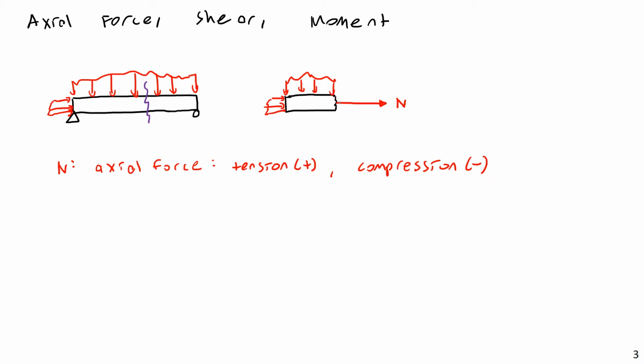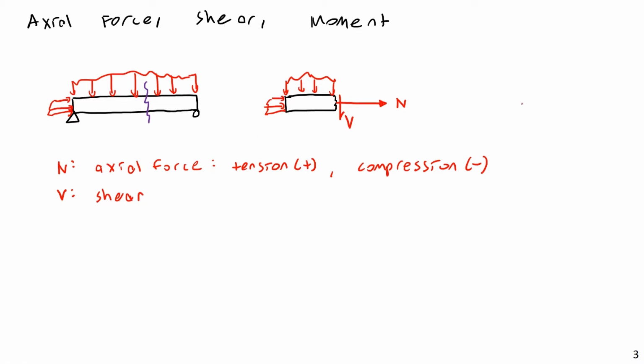Then I can have shear. On the next slide, I will discuss the positive and negative signs of shear in a moment, but I just want to define these right now. So I have a shear here, and we use the variable V, a capital V, to describe shear. V is shear.